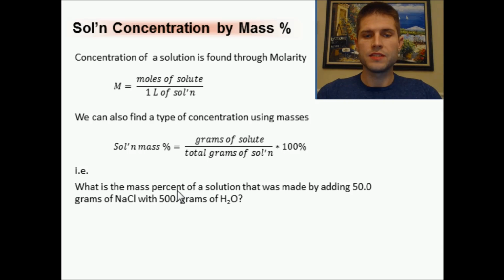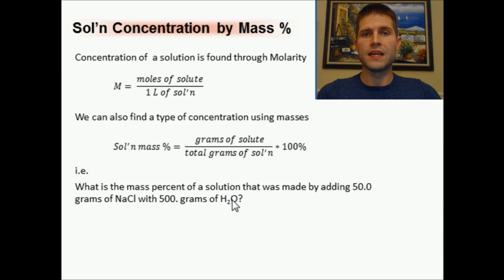So what is the mass percent of a solution that was made by adding 50.0 grams of sodium chloride with 500 grams of H2O? So first off, we need to know the grams of solute. Well, we know in this case that the sodium chloride is going to be our solute, it's dissolving, so we know the mass of the solute. We aren't given the mass of the solution. We're given the mass of the solvent, which is water.